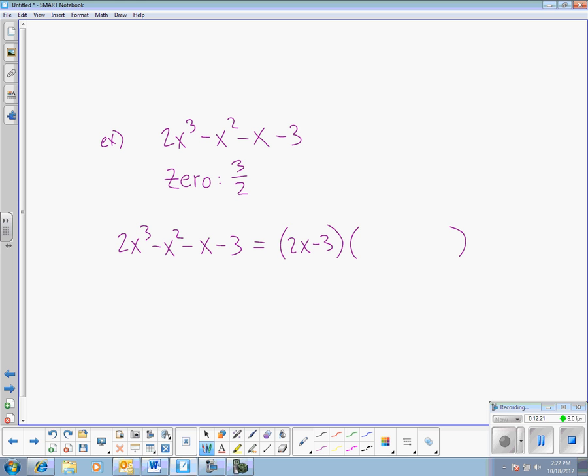To figure out what's left over, we need to divide. If I tell you that 2 goes into 50 and ask you what's left over, you do 50 divided by 2 equals 25. So if I tell you that 2x minus 3 goes into this cubic, to figure out what's left over, you divide 2x minus 3 into 2x cubed minus x squared minus x minus 3.